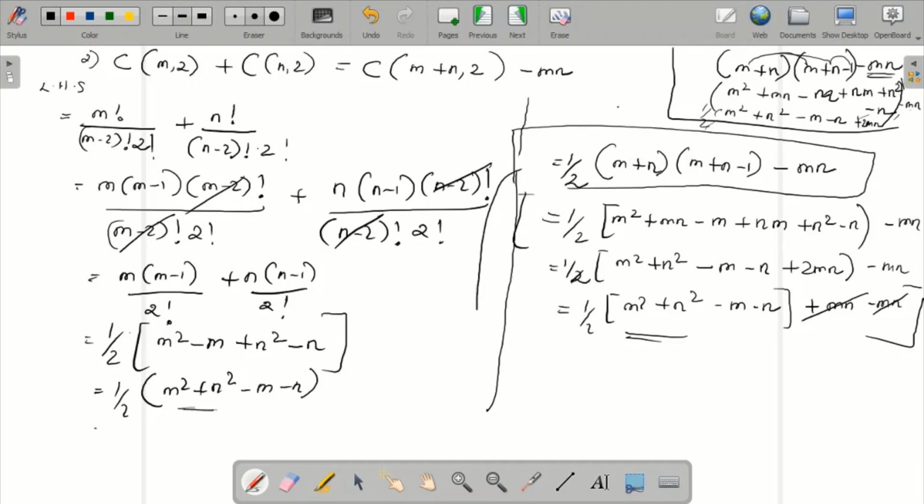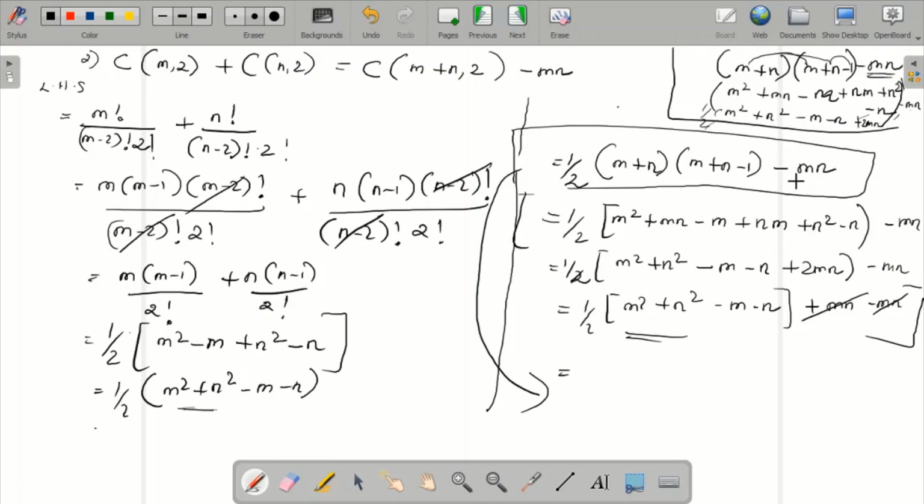Okay, so now from this step, continuation is over here. I just made you understand how this is equal to this. So you got half into m plus n and m plus n minus 1. Mn is already there.